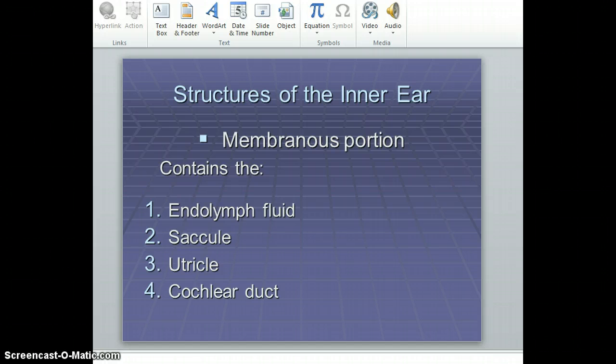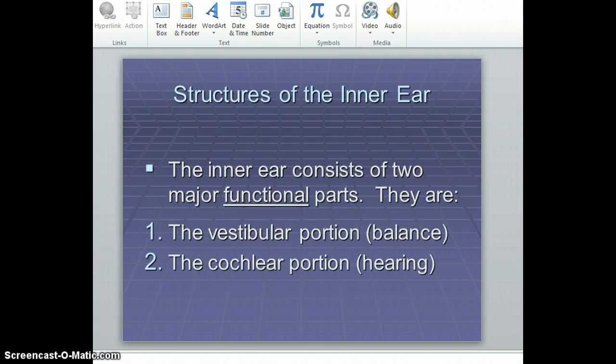In the membranous portion, we have the endolymph fluid, the saccule, the utricle, and the cochlear duct. The inner ear consists of 2 major functional parts, and they are the vestibular portion, which is responsible for our balance, as well as the cochlear portion, which is responsible for, of course, our hearing, which is so important.